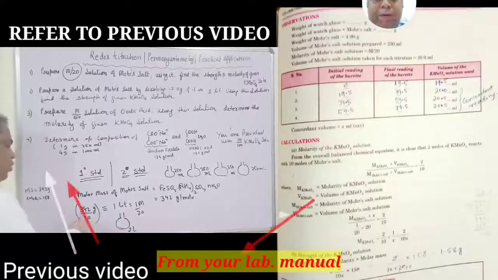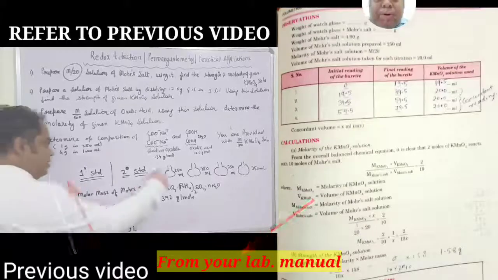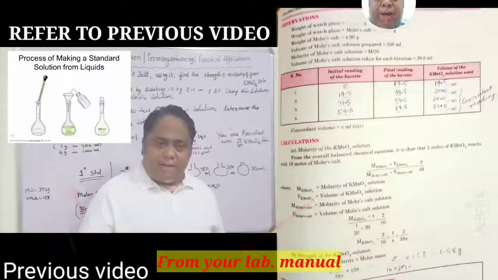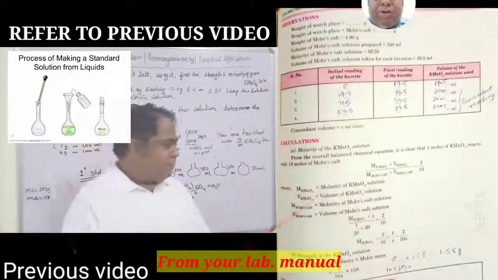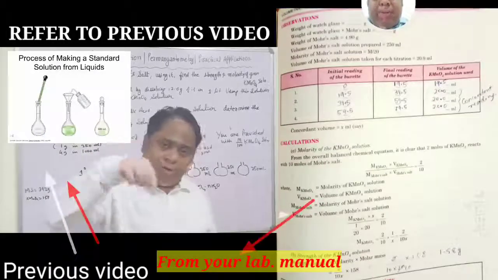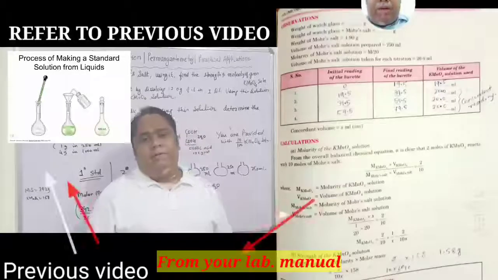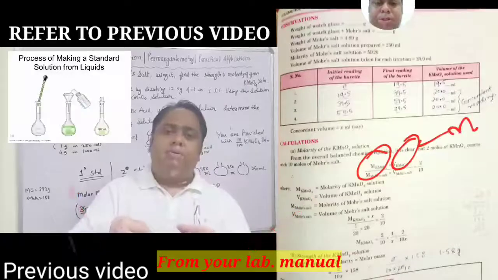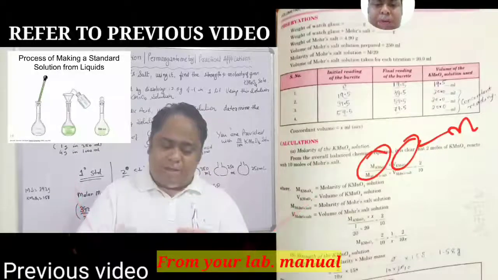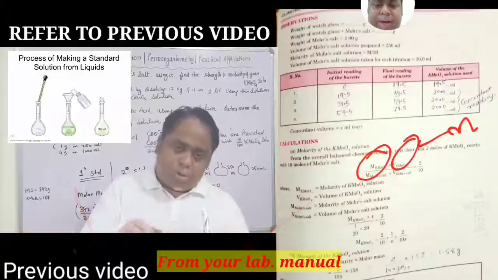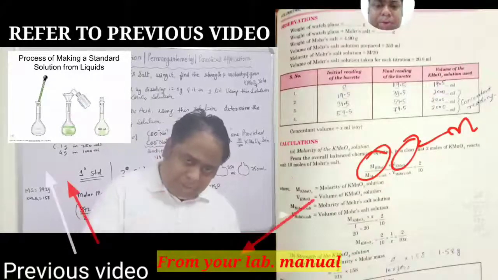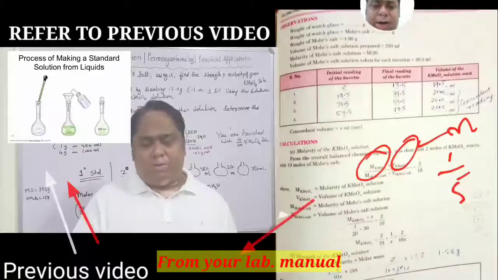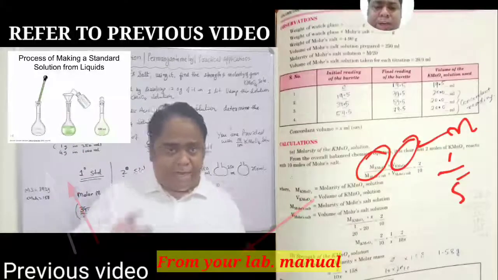molarity of KMnO4 multiplied by the volume of KMnO4. Whenever you multiply molarity of KMnO4 with volume of KMnO4, actually you find out the number of moles of KMnO4, because molarity multiplied by volume gives number of moles. So number of moles of KMnO4 divided by number of moles of Mohr's salt will come out to be either 1/5 or 2/10, both are same.